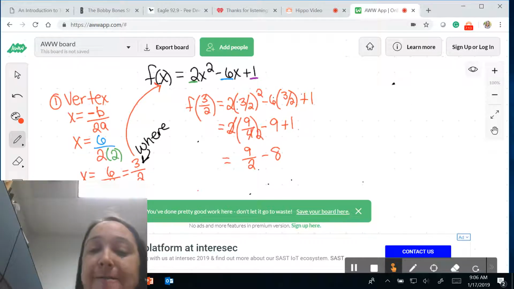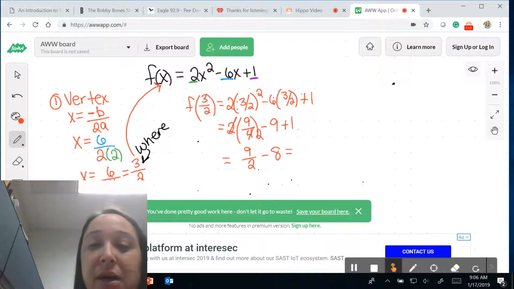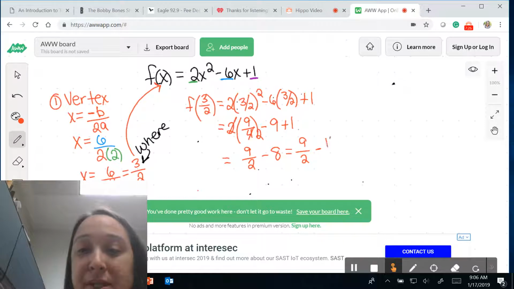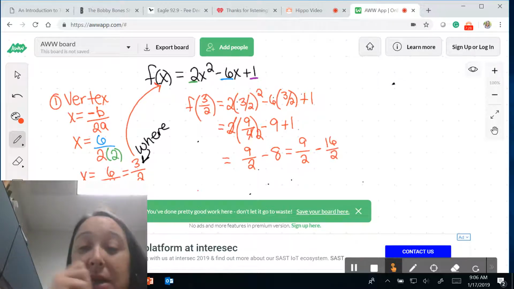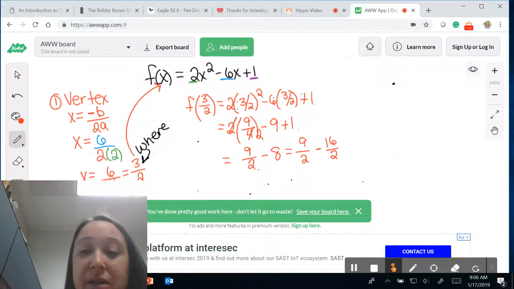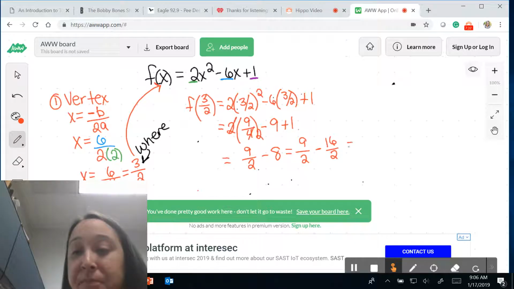And so let's try to combine these without using a calculator. We understand that's 9/2, of course. Now, if I take that 8 and write it with a denominator of 2, that's going to be minus 16/2. Okay, so now I can see I have my common denominator. So now all you have to do is take that 9 and subtract your 16 from it.